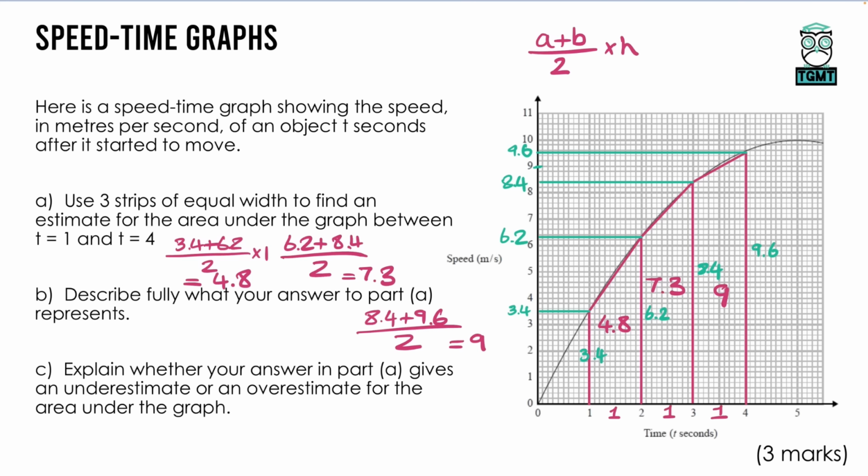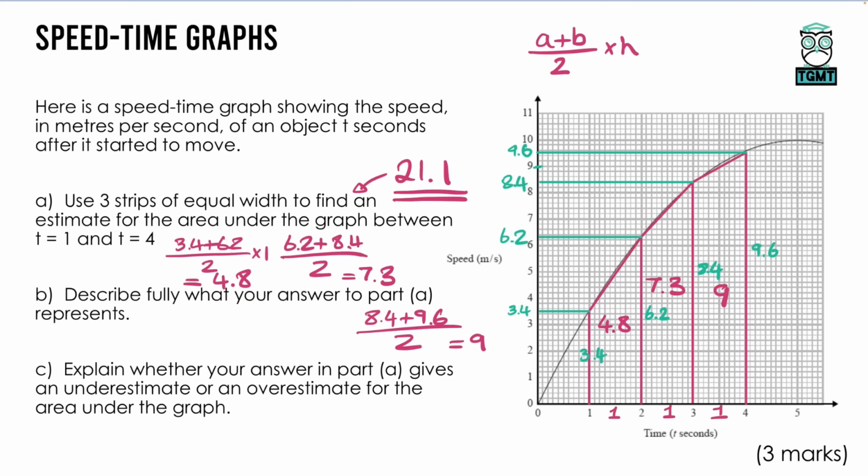So it wants us to estimate the area under the graph, so we need to add all of these together. So 9 plus 7.3 plus 4.8, and that gives me an overall area of 21.1, and there is my area. So 21.1 is the area.